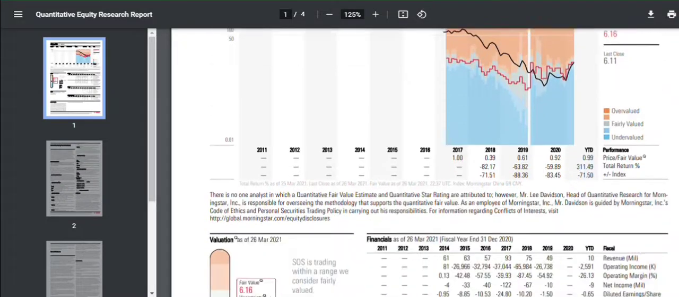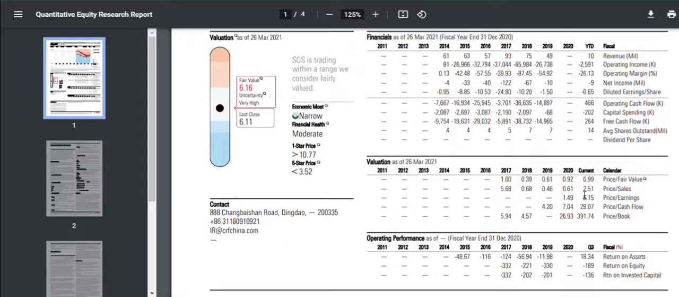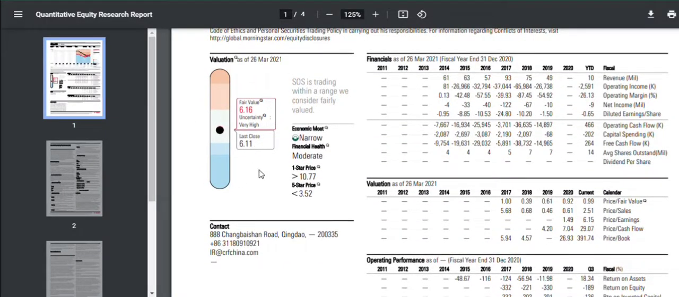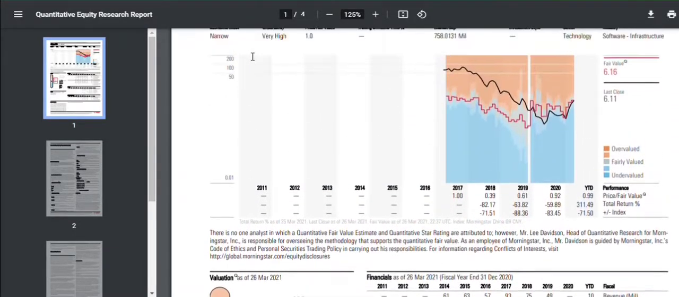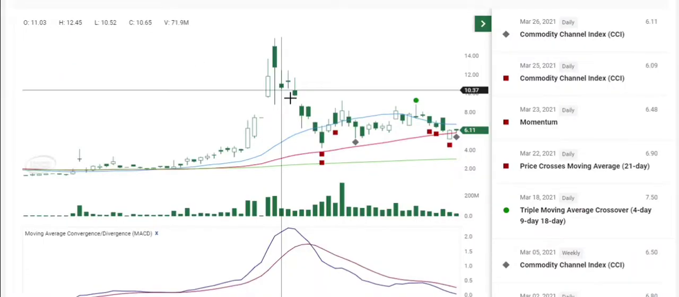And basically, if you haven't seen this before, it just takes in a bunch of operating performance, valuation, financial values and metrics. And we don't have all the numbers here, so the uncertainty you can see in their scale here is very high, but the fair value is basically at the last close, $6.16, and we did close at $6.11 the other day. So it is fair valued right now. It's right in the middle. It's pretty much where it should be.